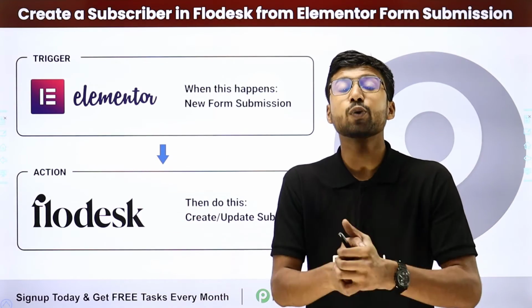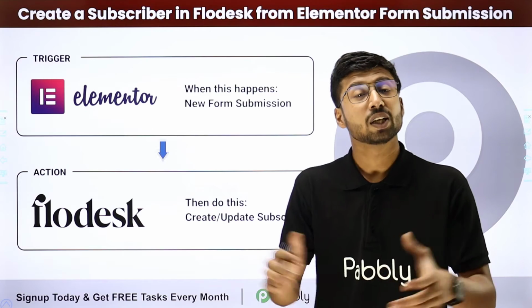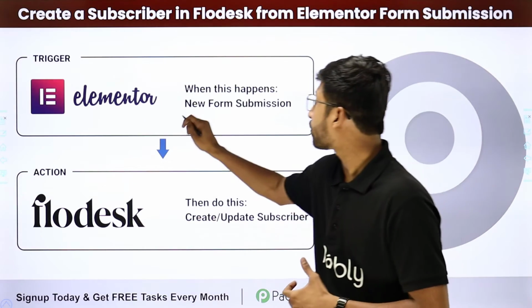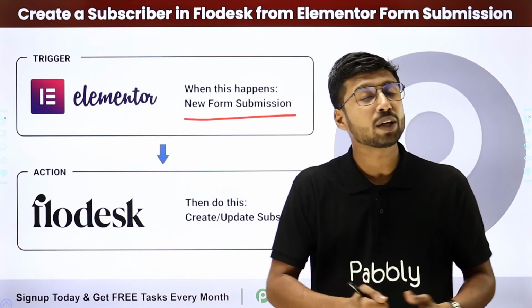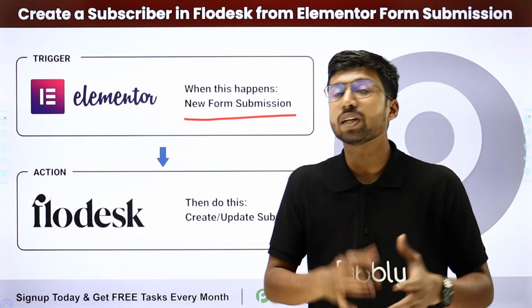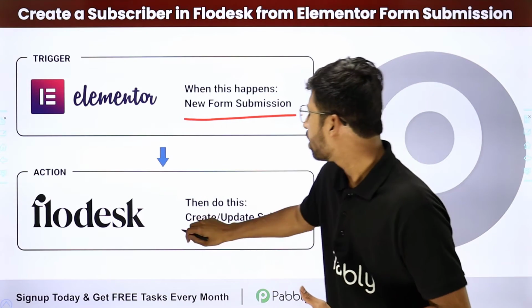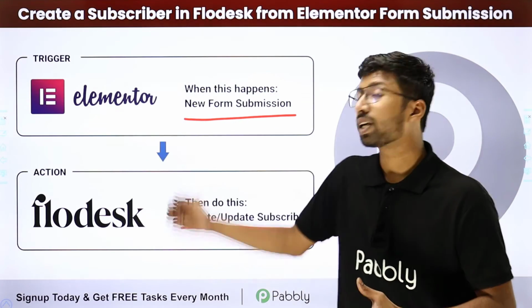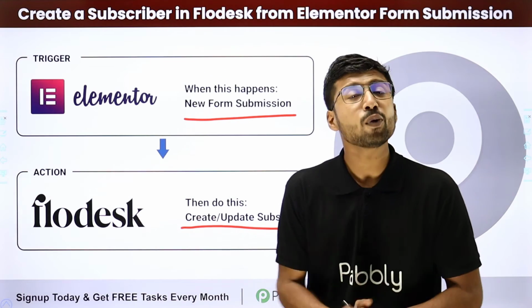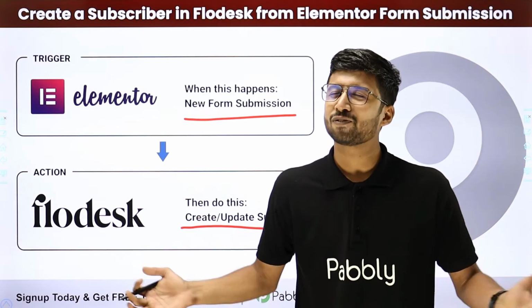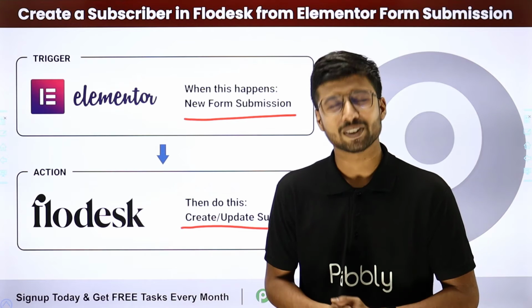So let me tell you, you can actually automate this process. In this automation, whenever we receive a new form submission in Elementor, automatically with the same details, we are going to add the user or update the user as a subscriber in Flowdesk. Now, if you want to know how you can set up this automation, you just have to come with me to my screen.